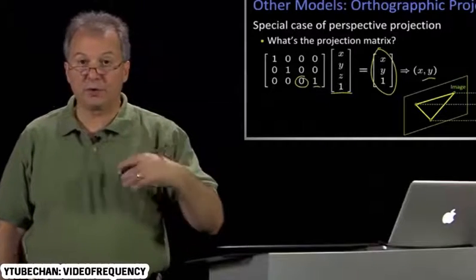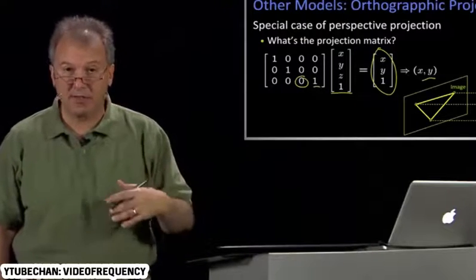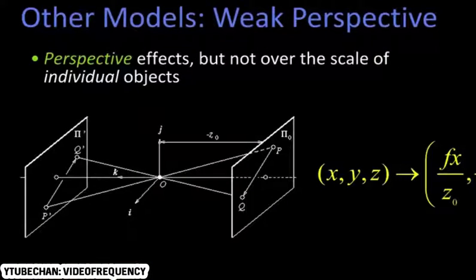So even this orthographic projection can be represented as a matrix multiplication when we use homogeneous coordinates. Another model is called weak perspective, sometimes called scaled orthographic, but that's a bad choice. There's also something called paraperspective, but what we're going to call weak perspective is the following.